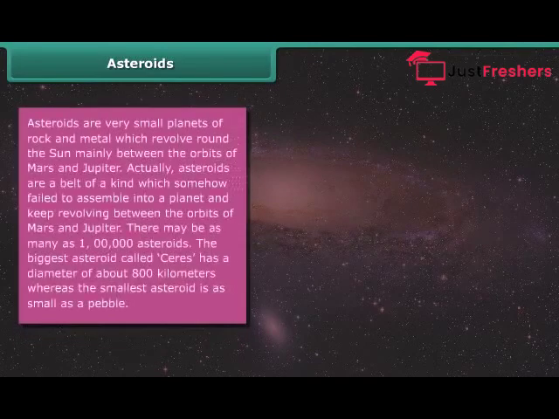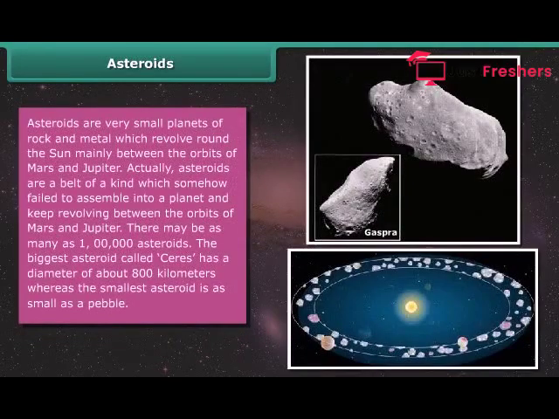Asteroids. Asteroids are very small planets of rock and metal which revolve around the Sun mainly between the orbits of Mars and Jupiter. Actually, asteroids are a belt of a kind which somehow fail to assemble into a planet and keep revolving between the orbits of Mars and Jupiter. There may be as many as 1,00,000 asteroids. The biggest asteroid, called Ceres, has a diameter of about 800 kilometers, whereas the smallest asteroid is as small as a pebble.